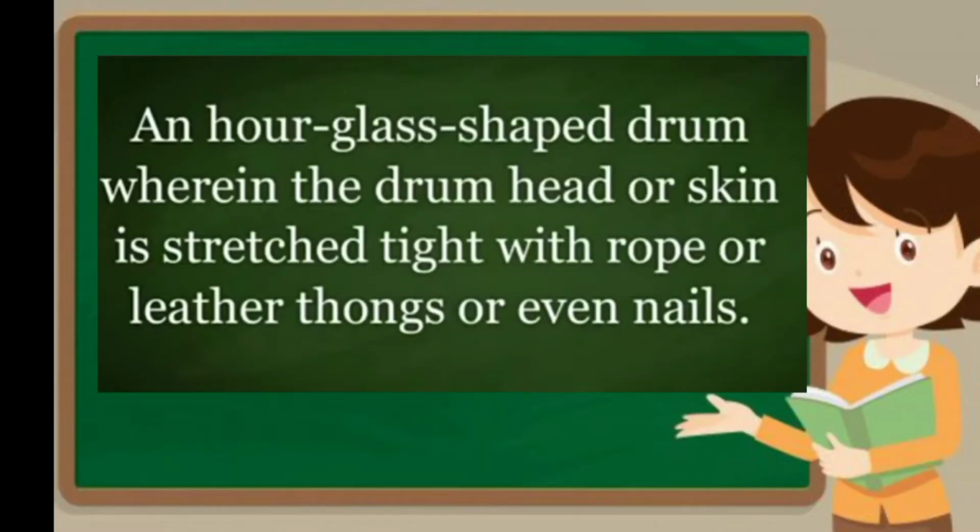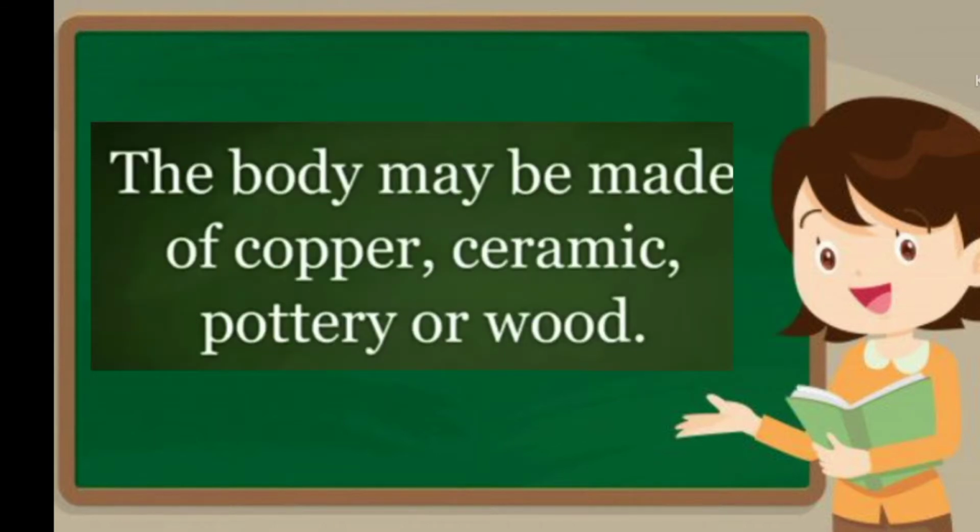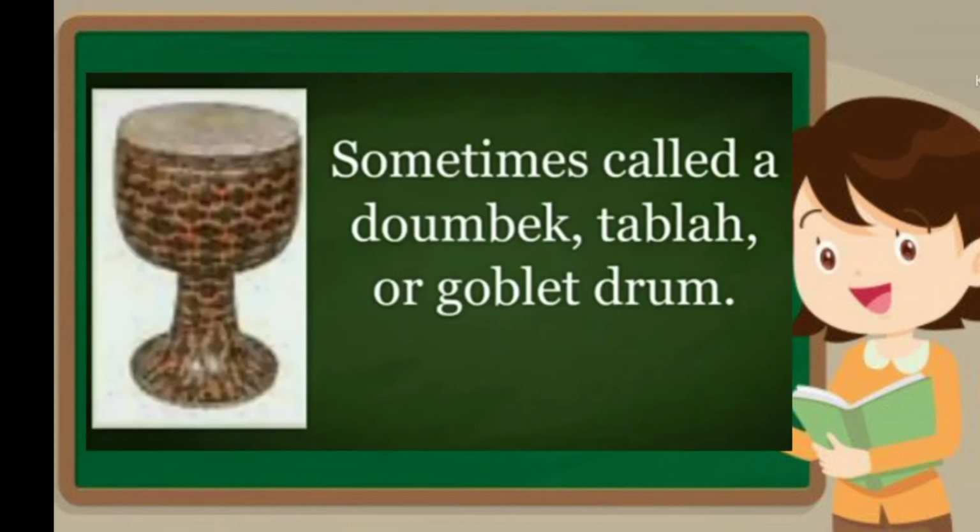Another is an hourglass-shaped drum wherein the drum head or skin is stretched tight with rope or leather thongs or even nails. The body may be made of copper, ceramic, pottery, or wood. Sometimes this is called dumbek, tabla, or goblet drum. So let's know about this drum by watching this video.